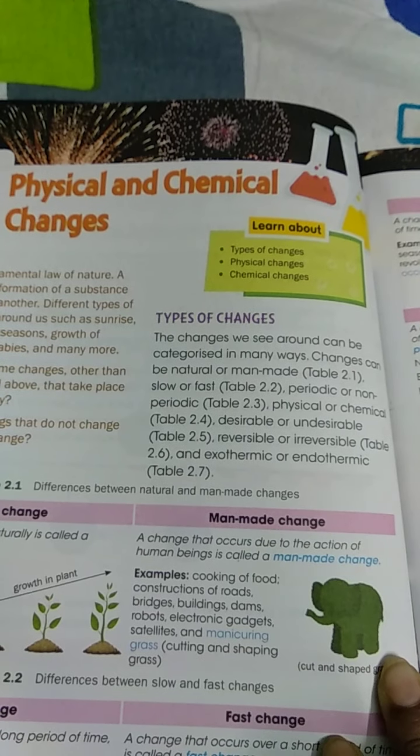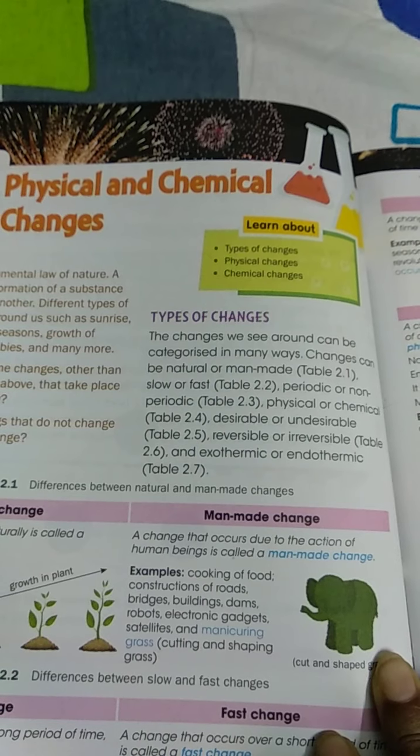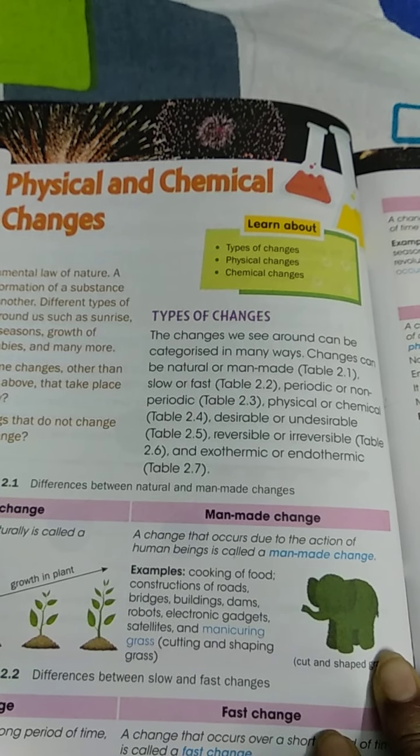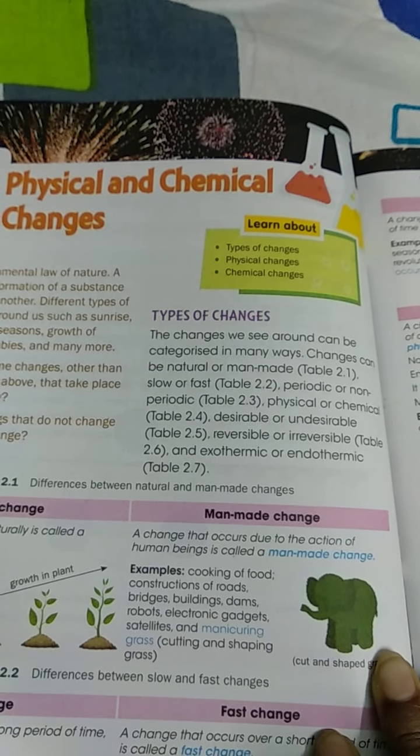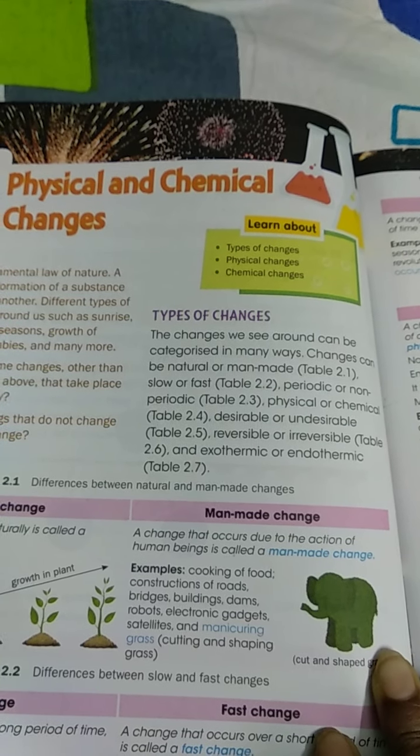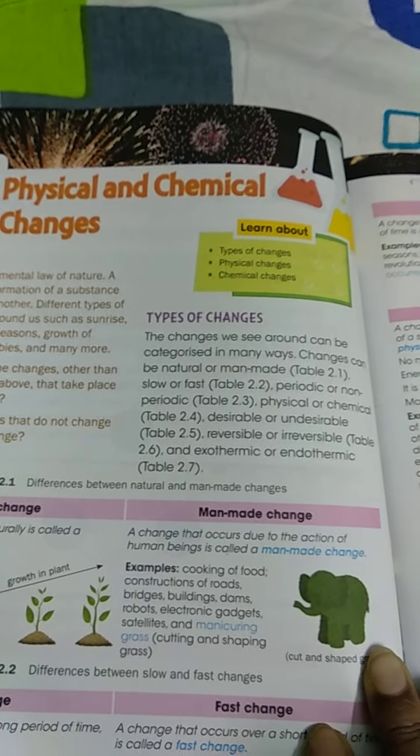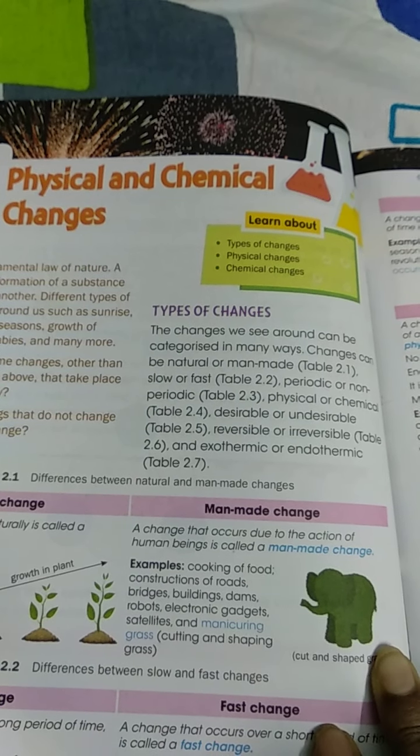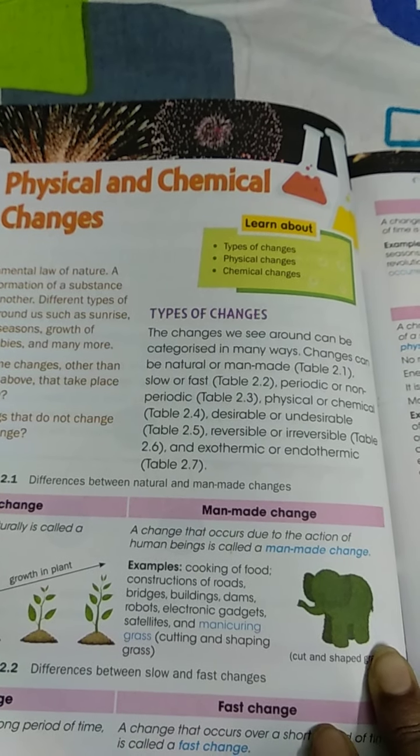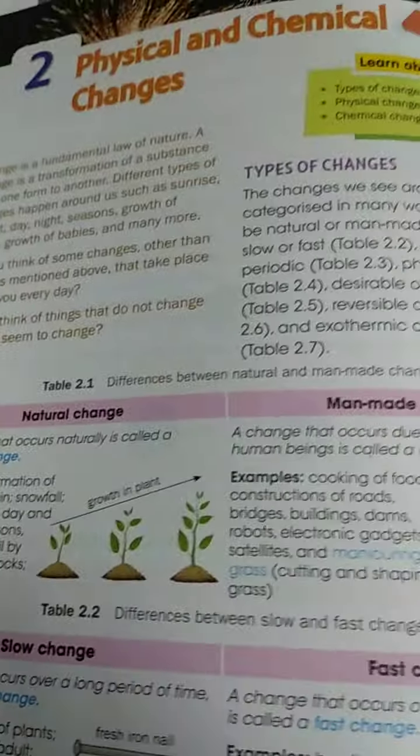Changes can be categorized in many ways, like changes by natural way or by man-made, slow and fast, periodic, non-periodic, physical change, chemical changes, desirable, undesirable, reversible, irreversible, also exothermic and endothermic. Now what is natural change and man-made change?